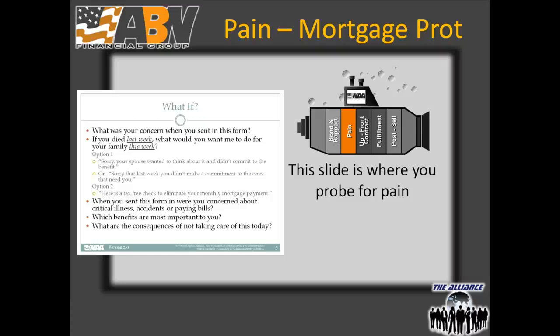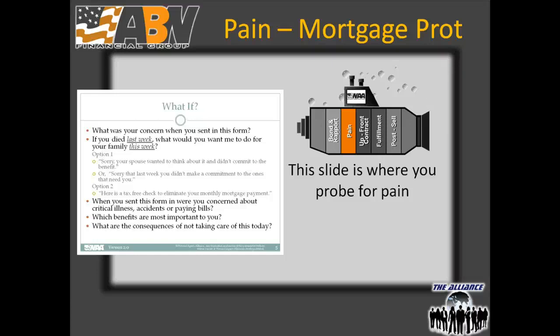Sorry, your spouse wanted to think about it and I didn't commit to the benefit, so I have nothing for you. Or would you like me to say, here's a tax-free check for $250,000 to eliminate your mortgage? Okay, so which one would you rather have me do? So these questions are designed to find the pain.